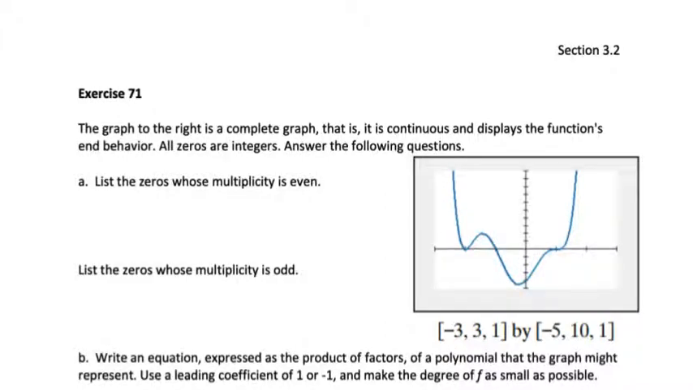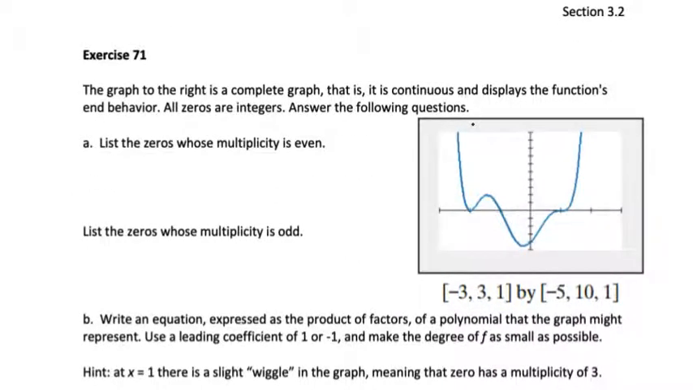In this video for section 3.2, we're going to be looking at exercise 71. In this problem, instead of being given an equation and asked to draw a graph of it, now we're going to be given a graph and we're going to have to write an equation for it. So it says the graph to the right is a complete graph. That is, it is continuous and displays the function's end behavior.